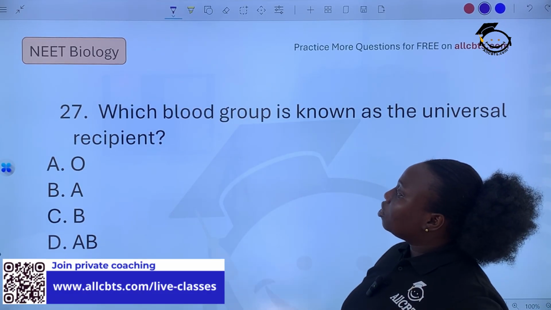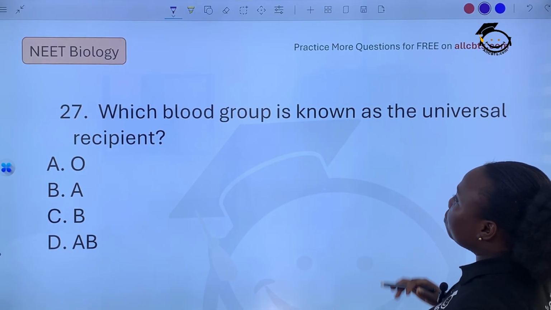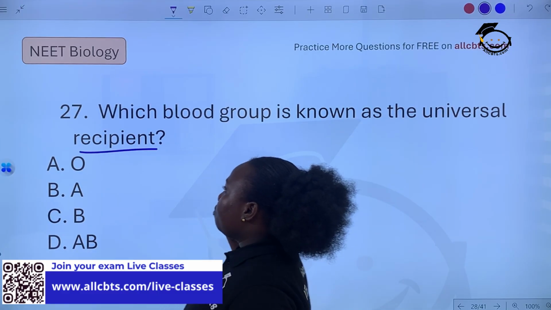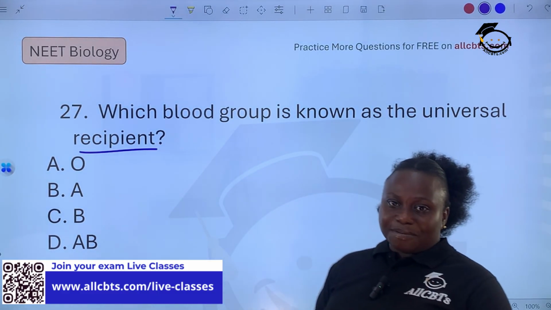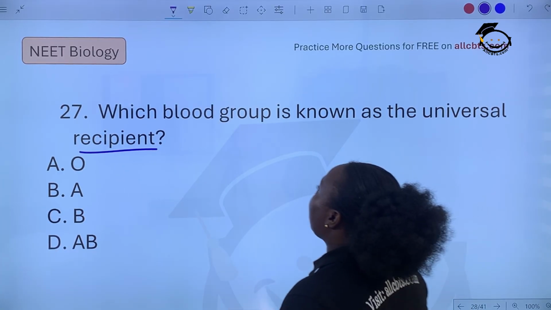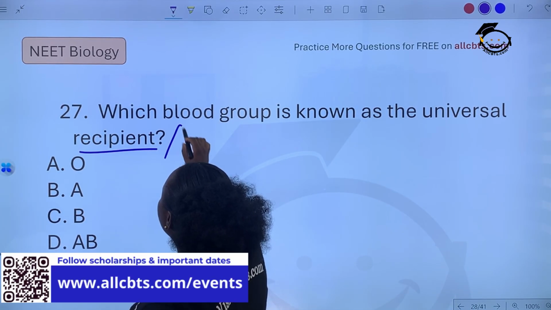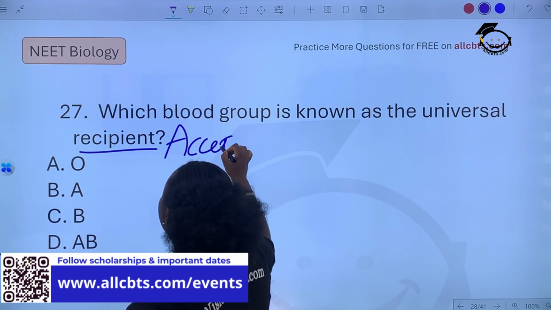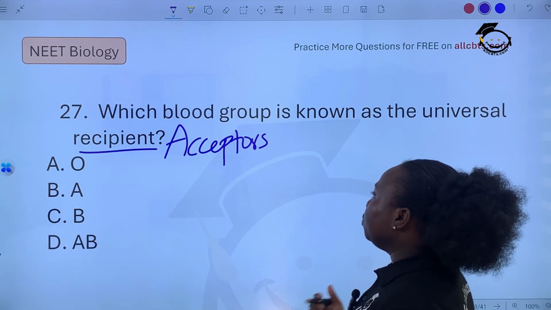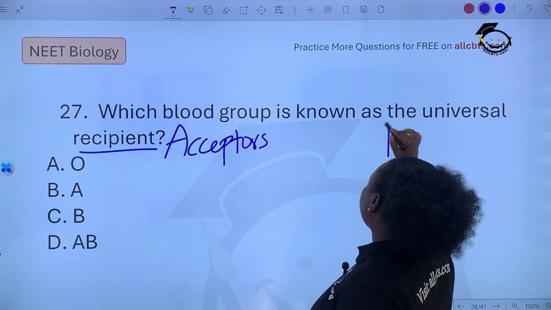Number 27, which blood group is known as the universal recipient? Now, what does recipient mean? Recipient means the person that is accepting. We can also ask which one is universal. If you don't like the word recipients, you can just put acceptors in your mind. So we have universal acceptors, and we have universal donors.